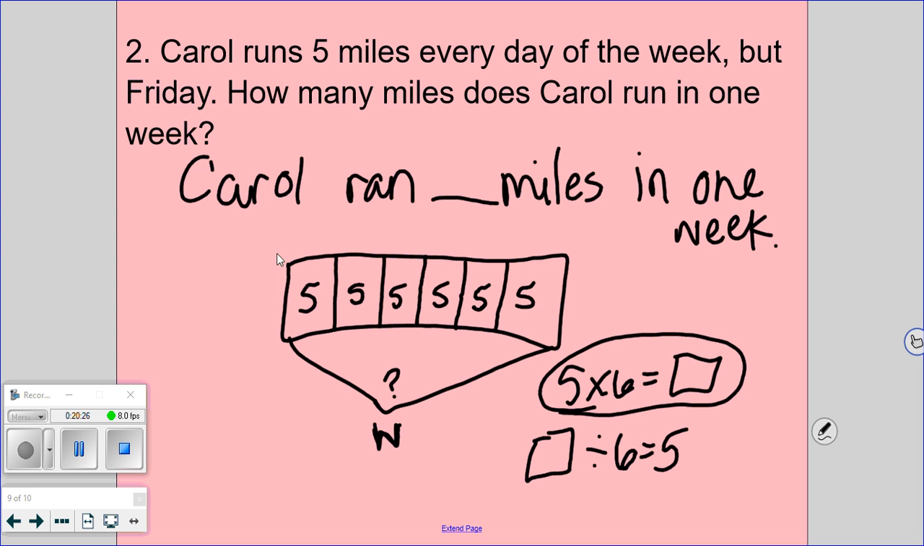6. Maybe you skip count. Maybe you use break apart. Maybe you do circles and dots. I don't know. Okay, let's come on to math.